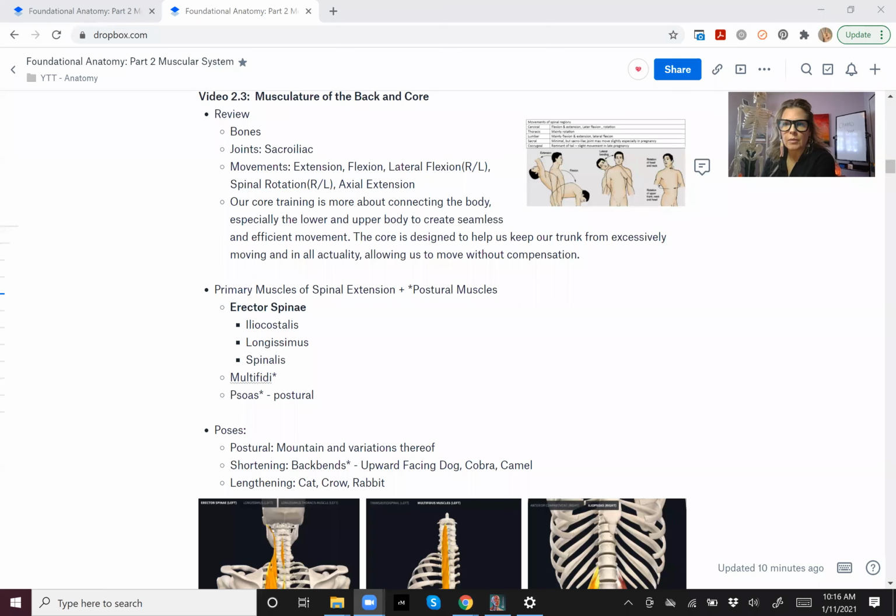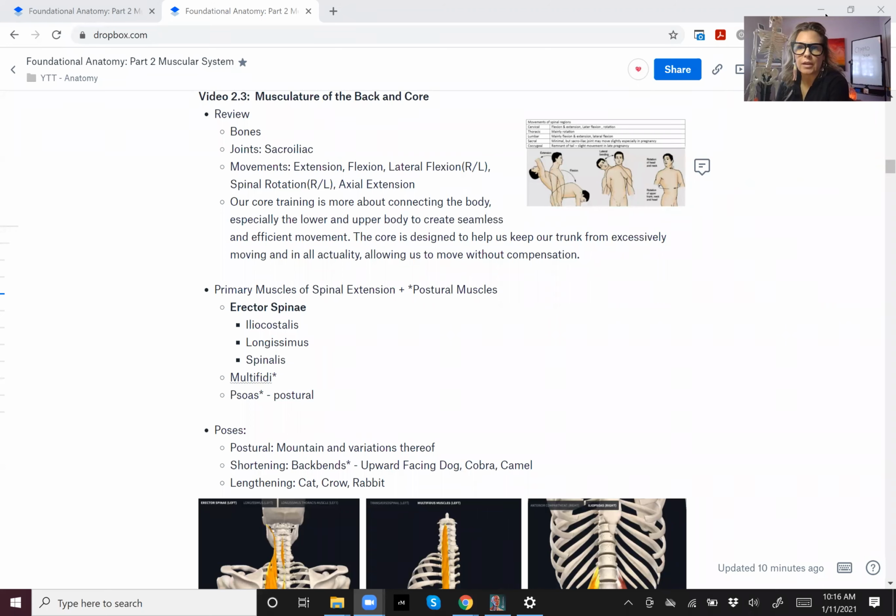So we're going to jump in and let me share my screen. Okay. So you'll see on your handout, let's just look at the bones for a second. So I'm going to stop sharing. I forgot. So the bones of the core.